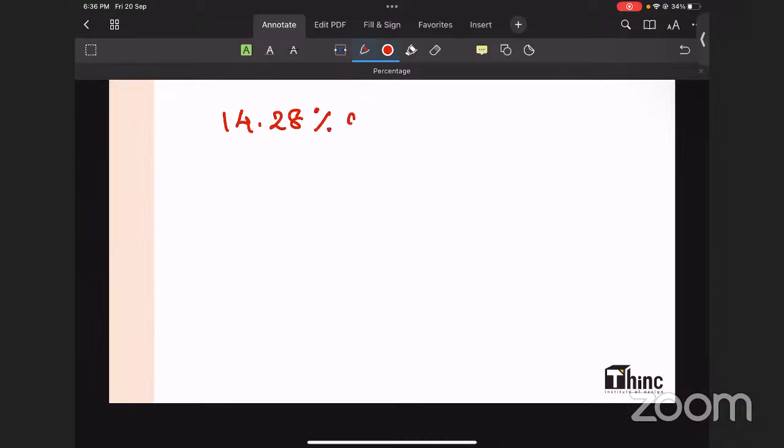14.28% of 98. This is your question, guys. How will you solve this? 14.28% of 98. Okay. See the conventional doers. You guys can do it and put it in the chat.